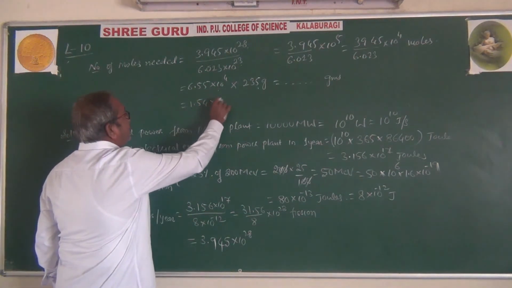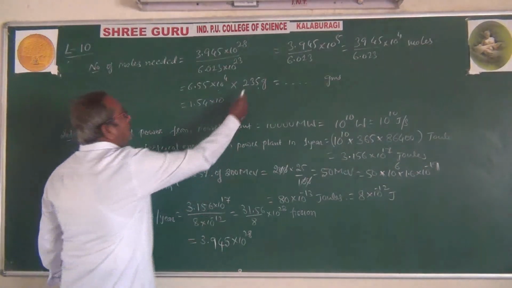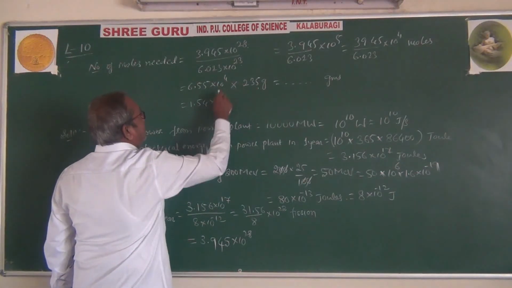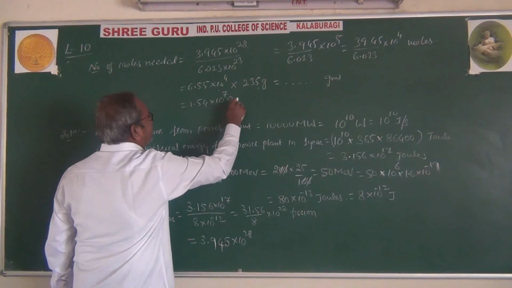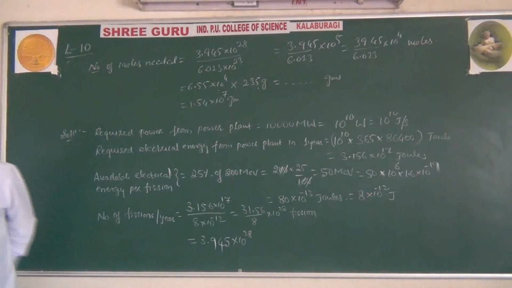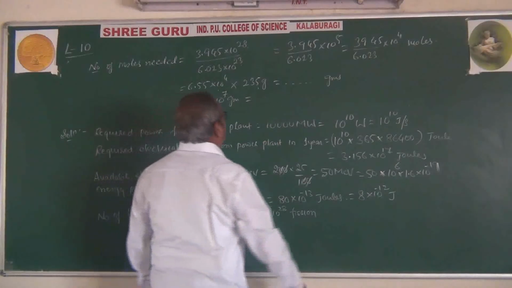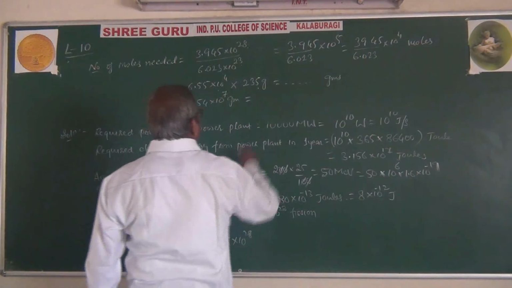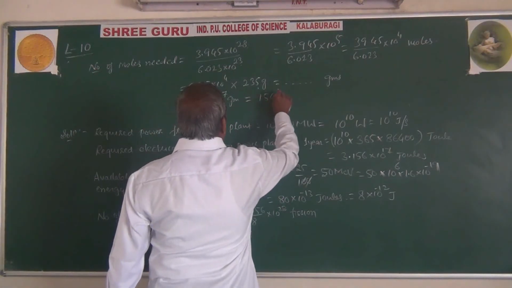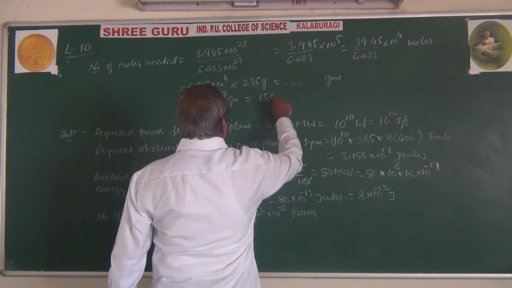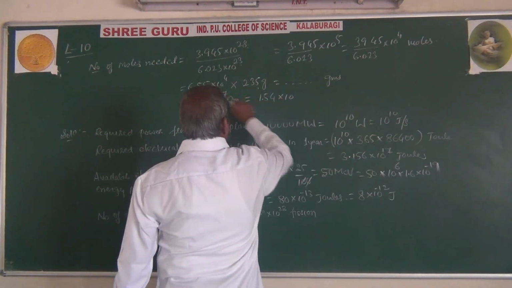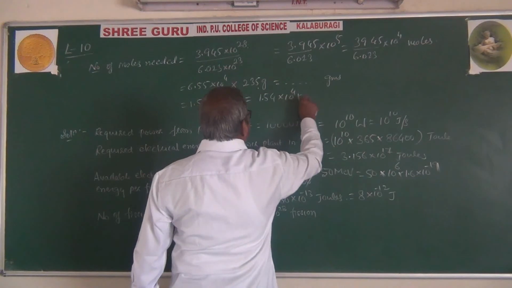1.54 into 10 raised to 7 grams, and this you have to convert into kg. 1000 grams equal to 1 kg. So therefore 1.54 into 10 raised to 7 minus 3, that is 4 kg.